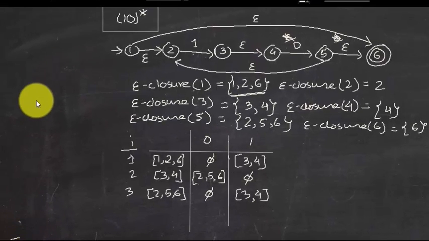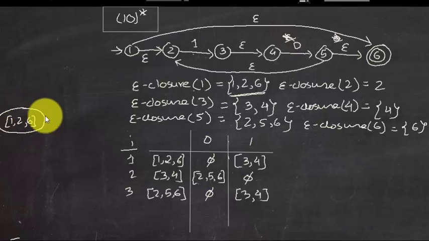draw our DFA. So now let's get on to drawing our DFA. So we have three states: 1, 2, 6, 3, 4, and 2, 5, 6. Now what is the start state? This is the start state. And what is the accepting state? 6 is the accepting state in the NFA. So wherever we have 6 in the set, we consider that an accepting state. So this is the start state and an accepting state.